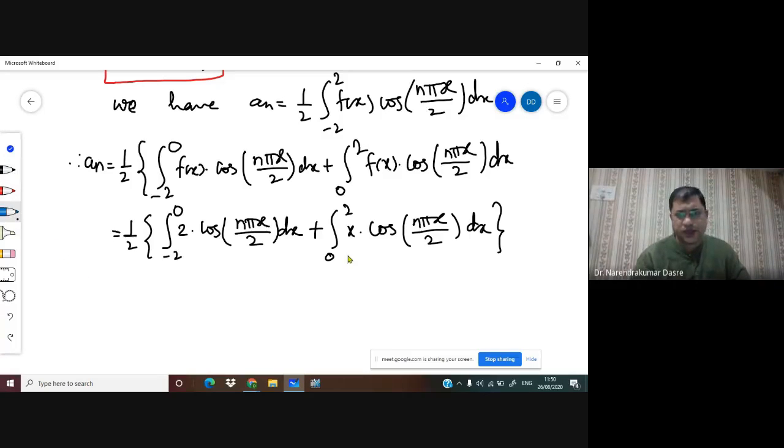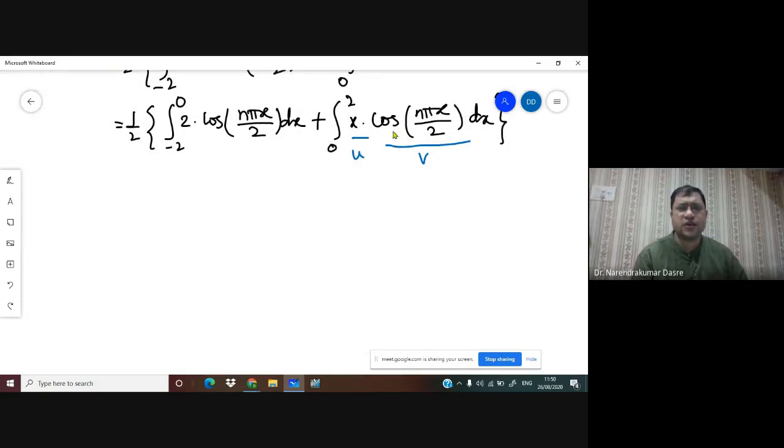Now we can see this integral is very easy. So here we need the u into v rule. So this is u and this is v. Okay, so we have to use the integration by parts rule. This integral is easy, and hence for this integral only we'll use the integration by parts rule.